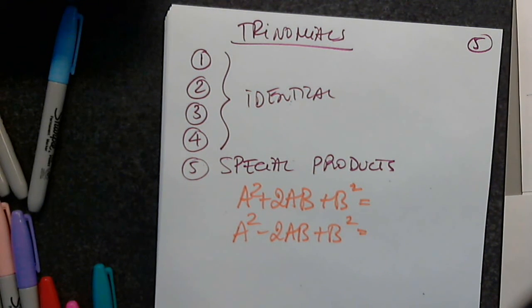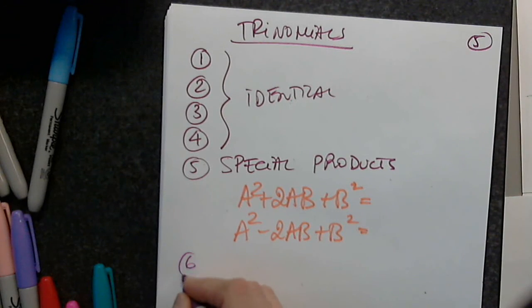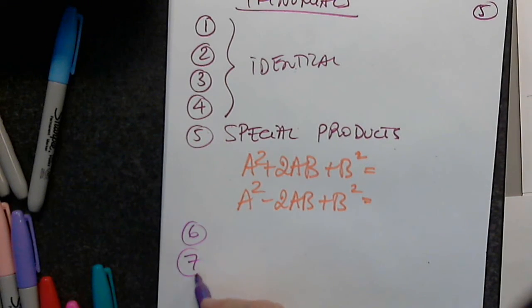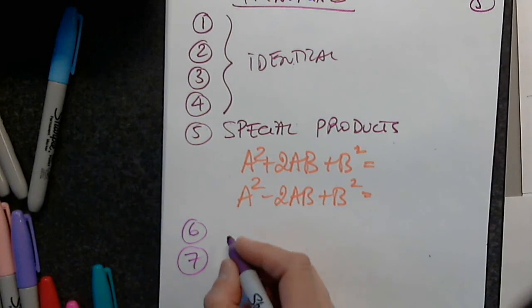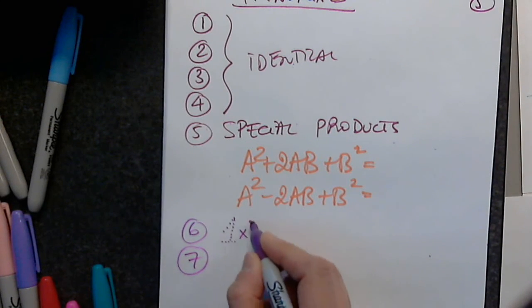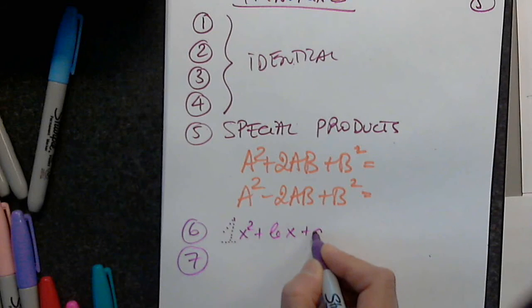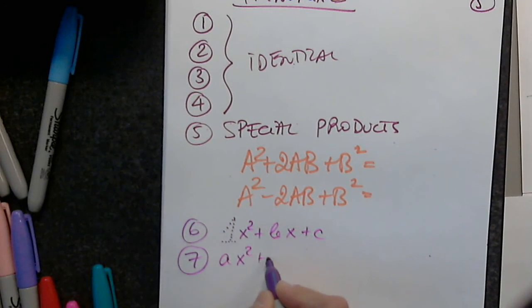We'll come back to that in a second. 6 and 7. This is the end of the strategy for trinomials. But I want to discuss this.